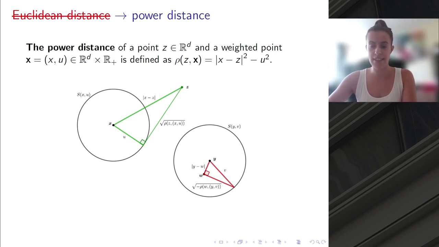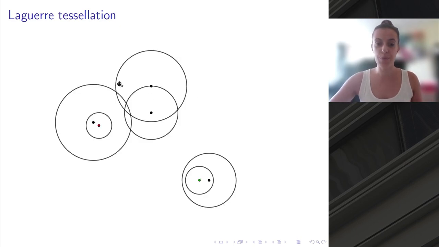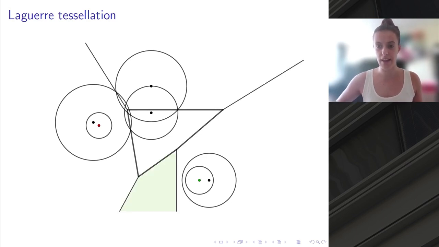And so now, taking this power distance, we define the Laguerre tessellation, which is a weighted generalization of the Voronoi tessellation. Once again, we pick some points, and then each point gets assigned a positive weight, which we can represent as a circle around this point. And then we again split the space into cells based now on the power distance to these weighted points. And as you can see, maybe you've noticed already, there are some differences. First of all, it can happen that a point generates an empty cell, which here is this red point. It is basically due to the fact that there are too many stronger points, so points with large weights, that are close to this point. So this point is too weak, and it cannot generate any cell.